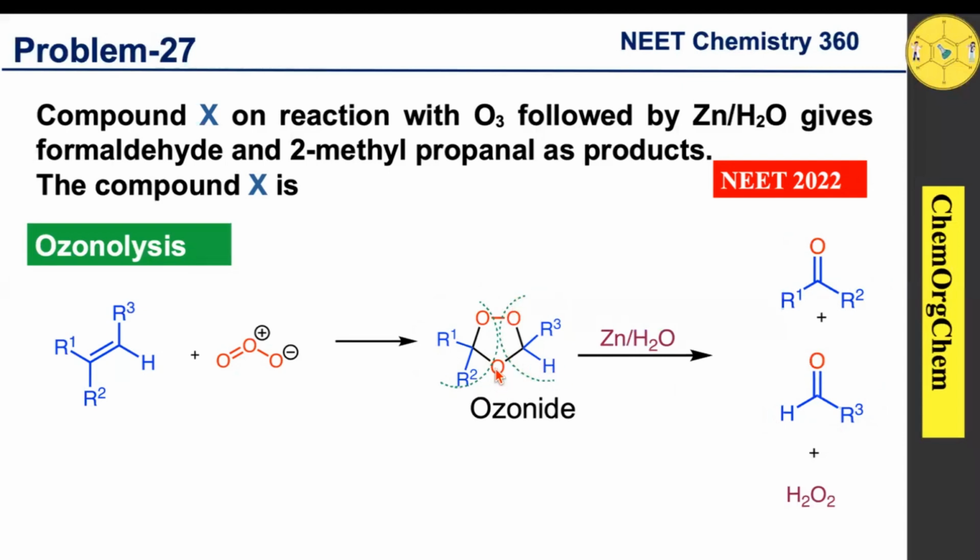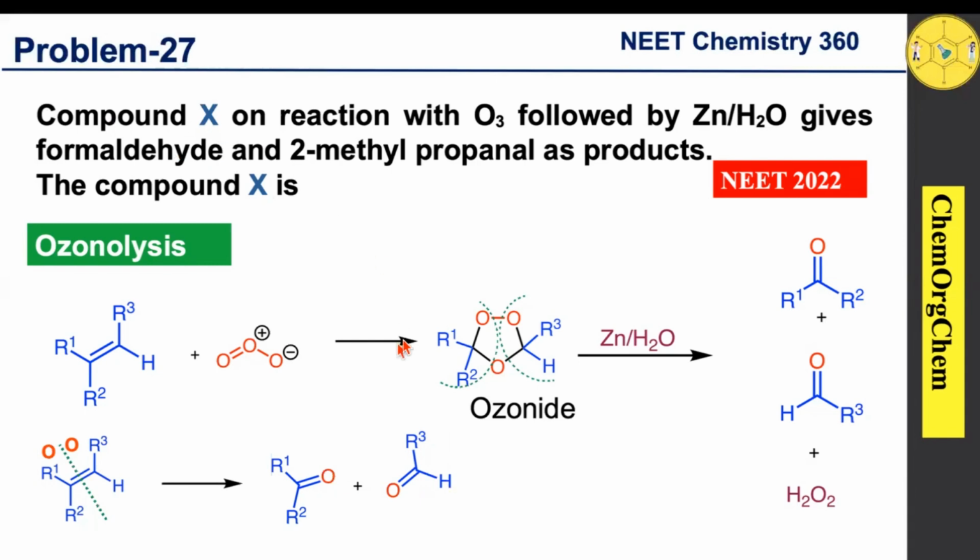The remaining oxygen joins with water to produce hydrogen peroxide. For better understanding, take this example. For the same alkene, draw one line across the alkene. Now put an oxygen on each side. Now cut this part and add oxygen to this part as well as this part, which produces these two carbonyl compounds. From this ozonolysis reaction we can easily understand that compound X should be an alkene compound.